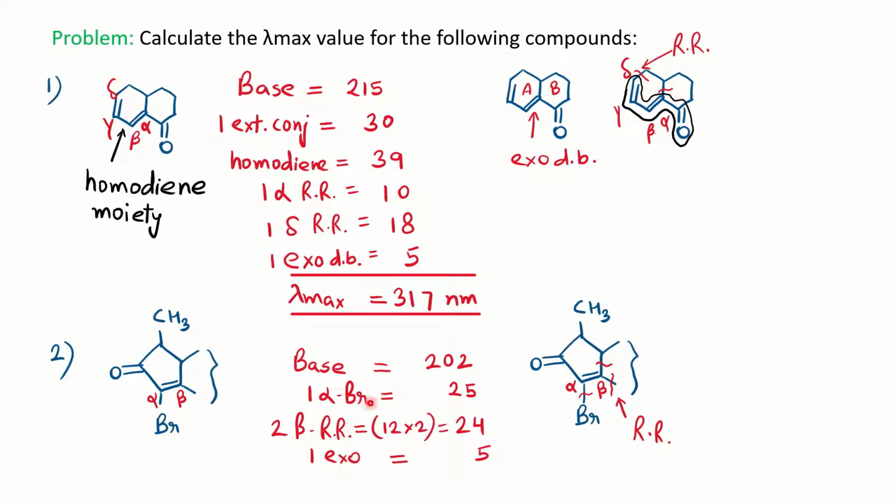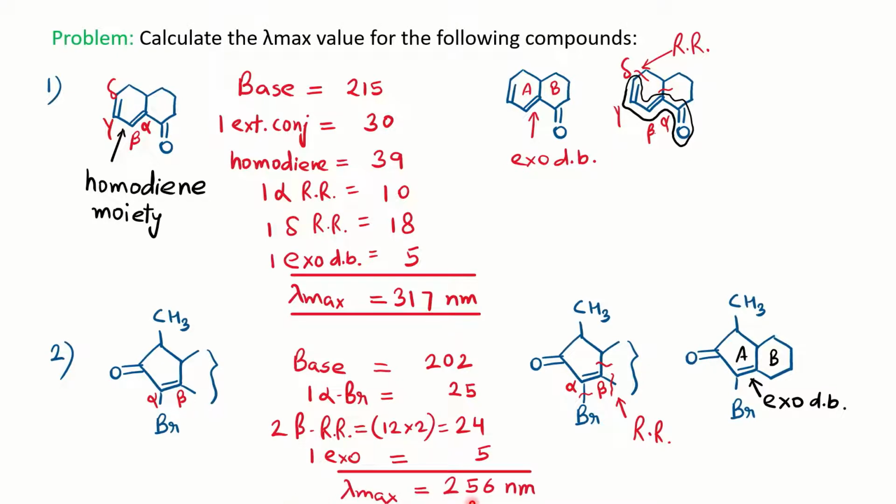Now we have to see, does it have an exo double bond? You have to notice here, don't miss it, because the bracket is given, it means a ring is present here. So with respect to this ring B, we can say this particular double bond is exo to the B ring. Therefore you have one exo double bond, 5 plus 5. That's it. So you can calculate the lambda max value for this. It is 256 nanometer. This is a catch here. If the bracket is given like that, it means you have a ring system here. Don't forget to see the exo double bond.